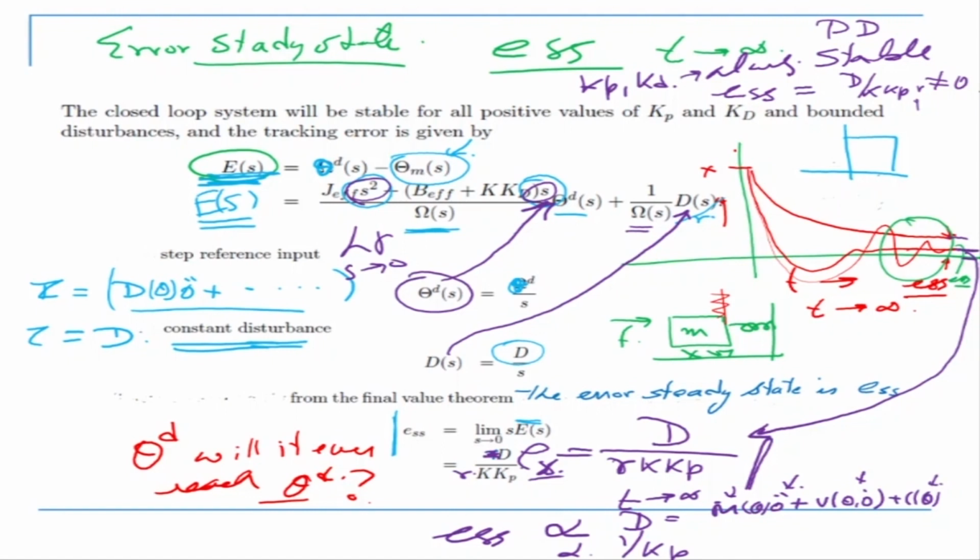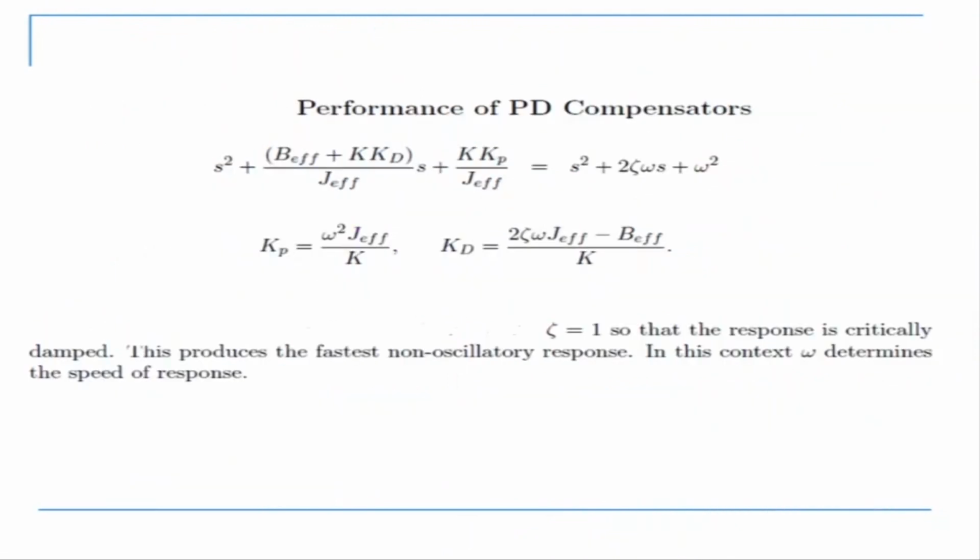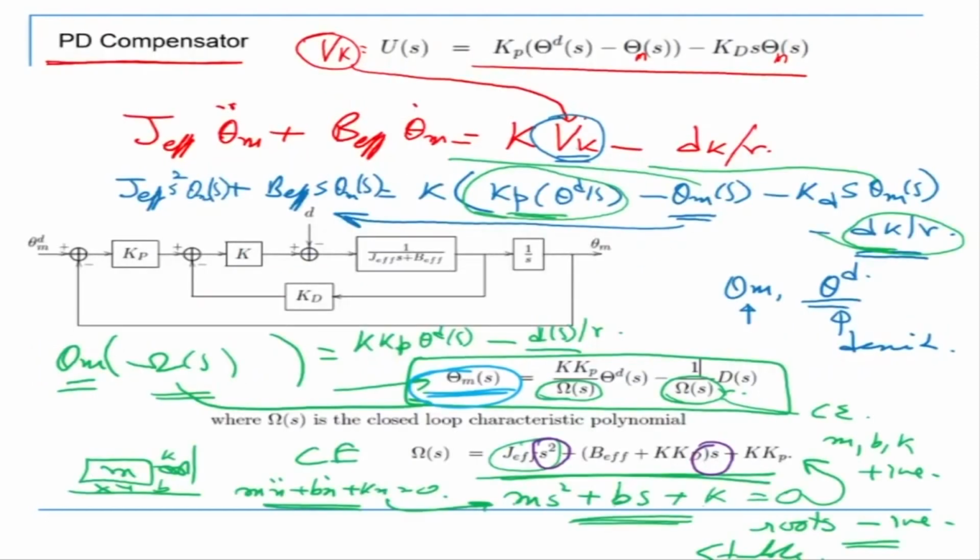Okay, so this is a very, very important equation in terms of PD control. Now let's look at performance of PD compensators. Now we can write it in general. We can write this equation. What was that equation? Let us go back and look at it. So this equation. Okay, this equation.